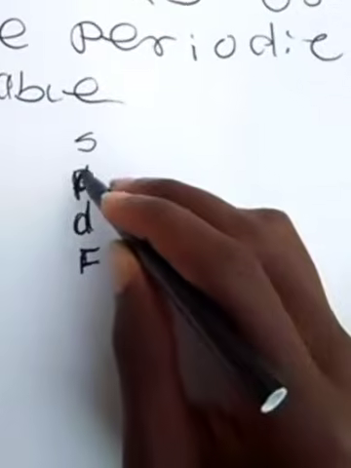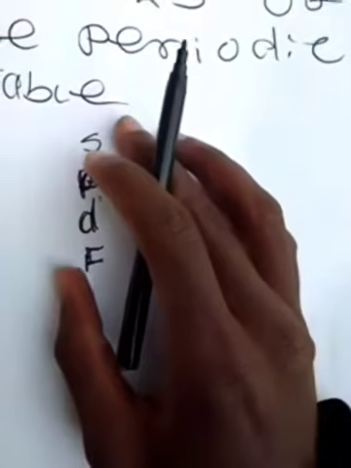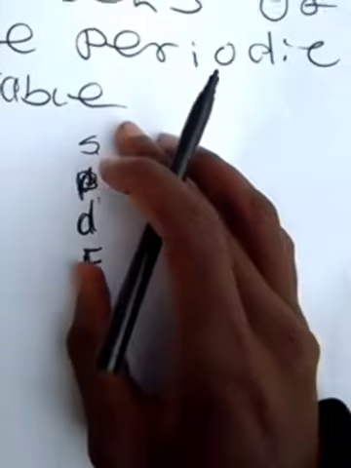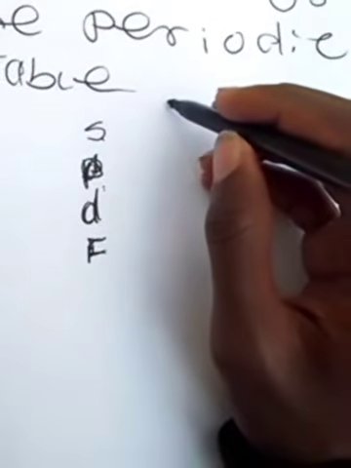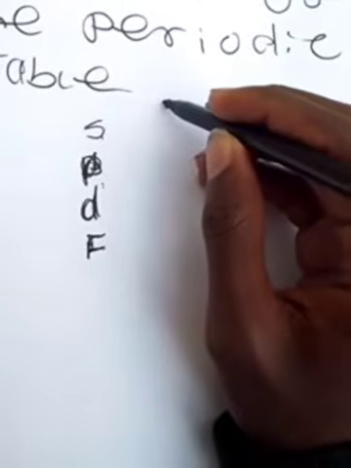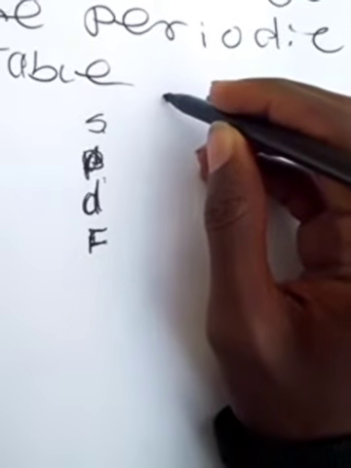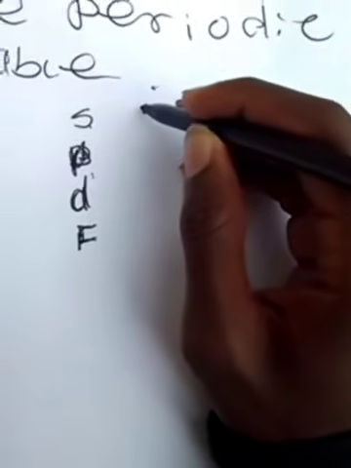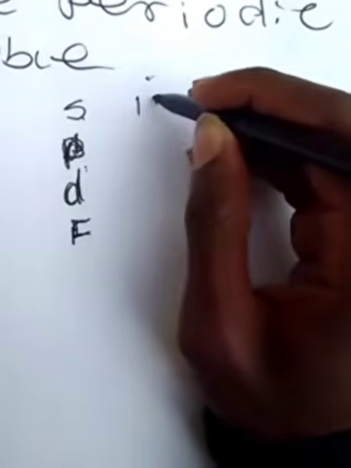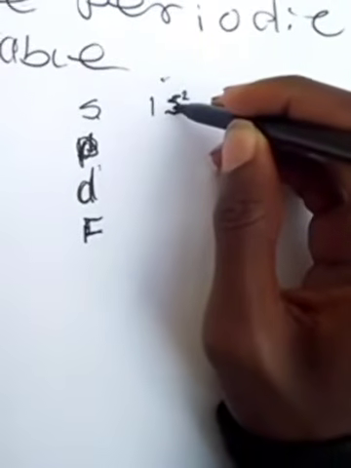Now what are these letters? These letters represent the subshell of an electronic configuration of an element. Let's take for instance lithium. Lithium has got 3 electrons, right? If I were to write the electronic configuration for lithium, it's going to be something like 1s2. I mean, how many? 3.